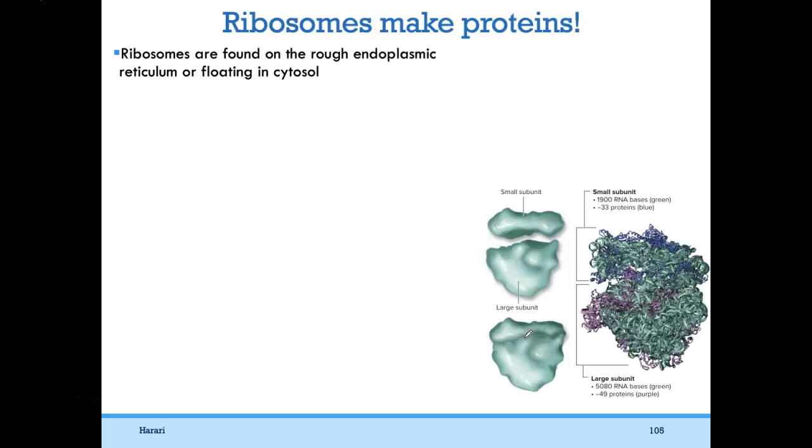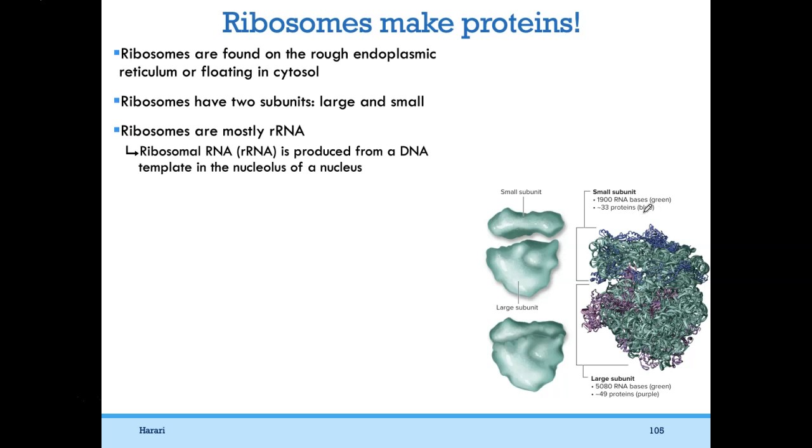So ribosomes make proteins. They can be found either on the rough endoplasmic reticulum or floating around in the cytosol. There are two subunits to each ribosome, a large subunit and a small subunit. They both consist of RNA nucleotides and proteins. They're mostly rRNA, though, that ribosomal RNA. And rRNA is produced from a DNA template in the nucleolus of the nucleus. That's where ribosomes are made. And the rRNA is packaged with proteins to make the small subunit and the large subunit.